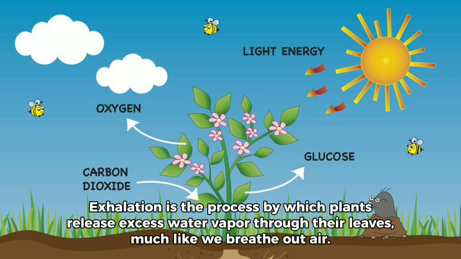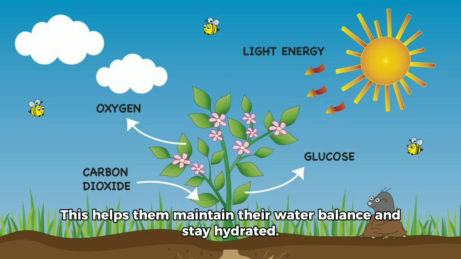Exhalation is the process by which plants release excess water vapor through their leaves, much like we breathe out air. This helps them maintain their water balance and stay hydrated.